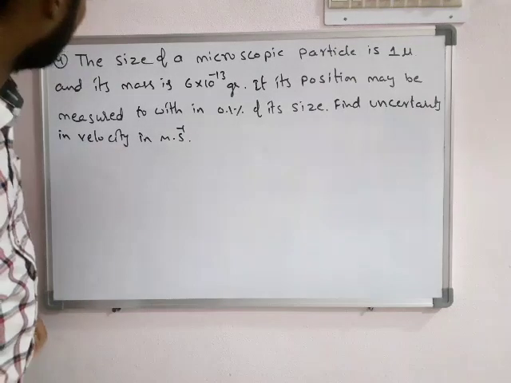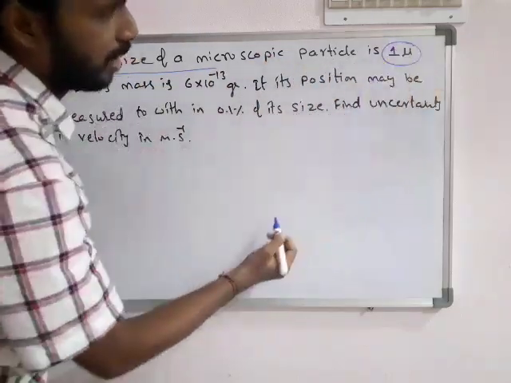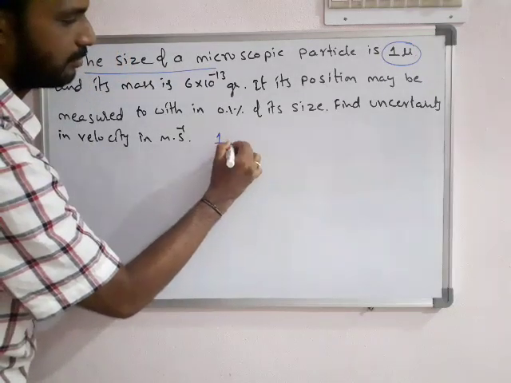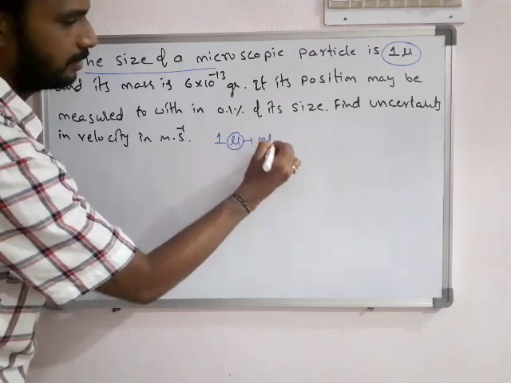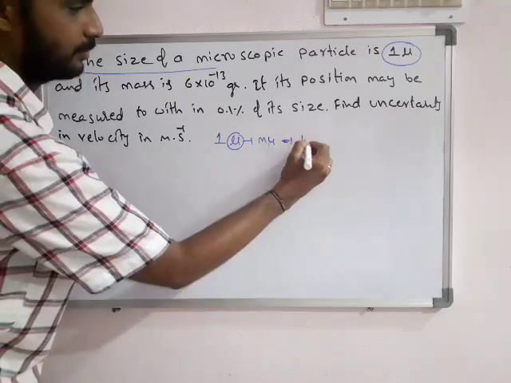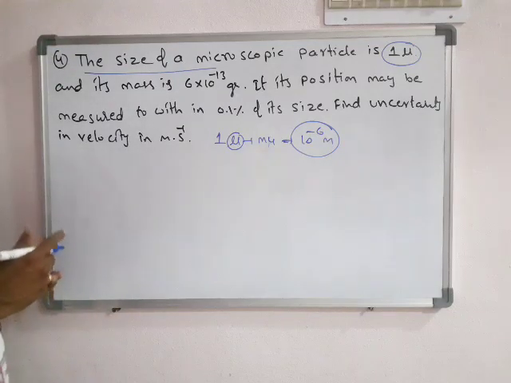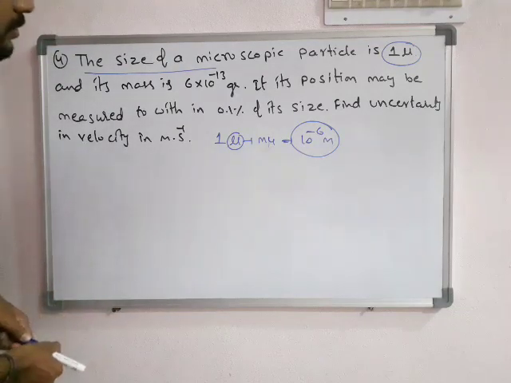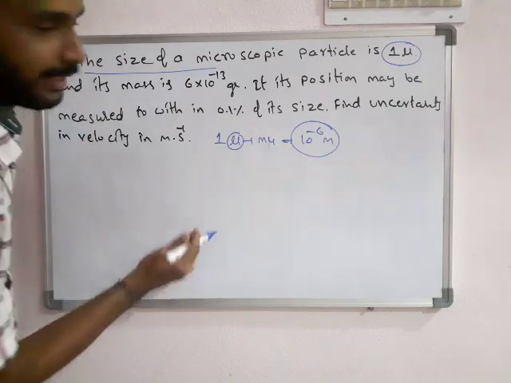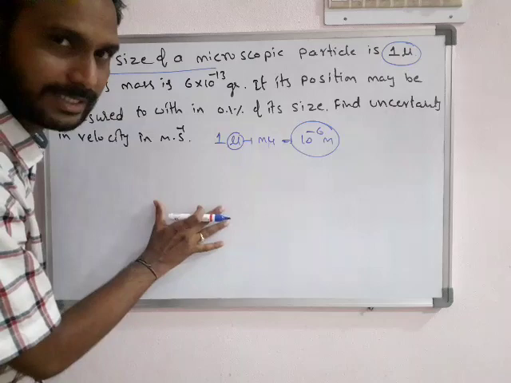Okay, see the next problem. The size of a microscopic particle is 1 micron. This is called mu. Given as 1, this symbol indicates mu, which is equal to 10 power minus 6 meters. And its mass is given as 6 into 10 power minus 13 grams. If its position may be measured, here the important thing: direct uncertainty in position is not given. It is given in terms of percentage.